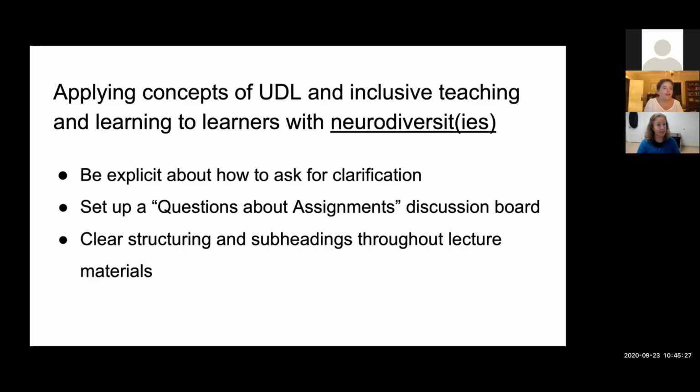All right. And then applying concepts of UDL for learners with neurodiversities, recognizing that whether it is with neurodiversity or any other challenge, we can have comorbidity at any point among our students. And so particularly for our learners with neurodiversities, being explicit about how to ask for clarification and understanding and giving specifics on how students may do that can be very important.